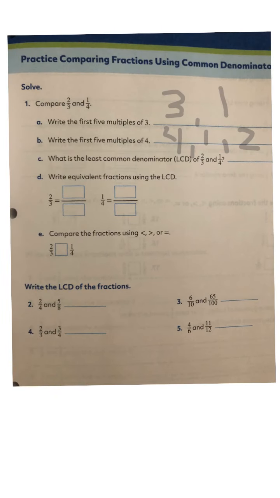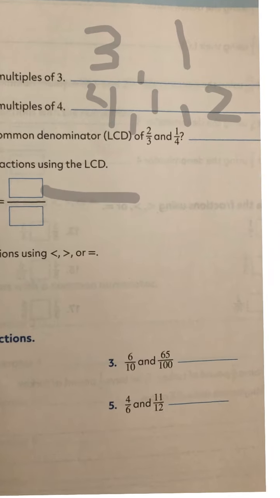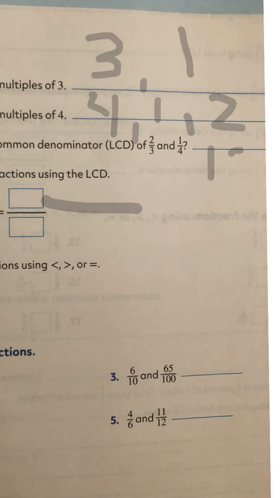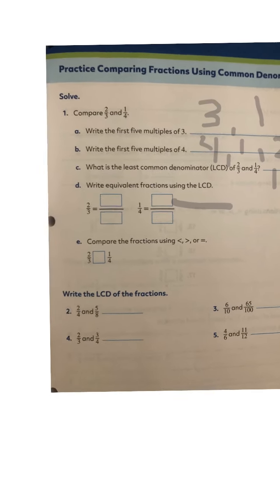So now, the next one says, what is the least common denominator of 2/3 and 1/4? Well, we're looking at what's 3 times 4. We want our denominators to be the same. So 3 times 4 is 12. So 12 is the least common denominator of thirds and fourths when we're looking at that denominator.